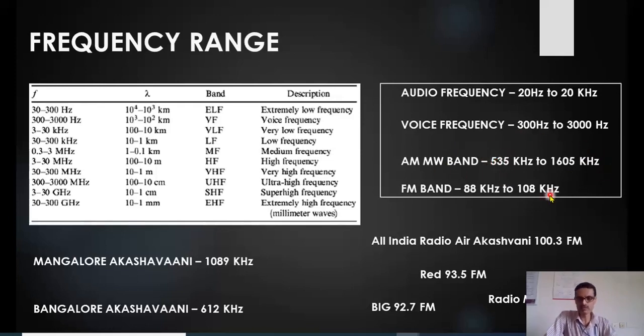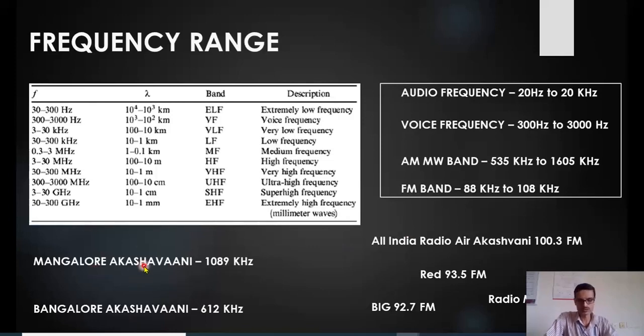FM band: nowadays most of the stations are using frequency modulation for transmitting over a long distance. So the range of frequencies for those stations is 88 kilohertz to 88 megahertz. Sorry, this mistake here. 88 megahertz to 108 megahertz. 88 to 108 megahertz.